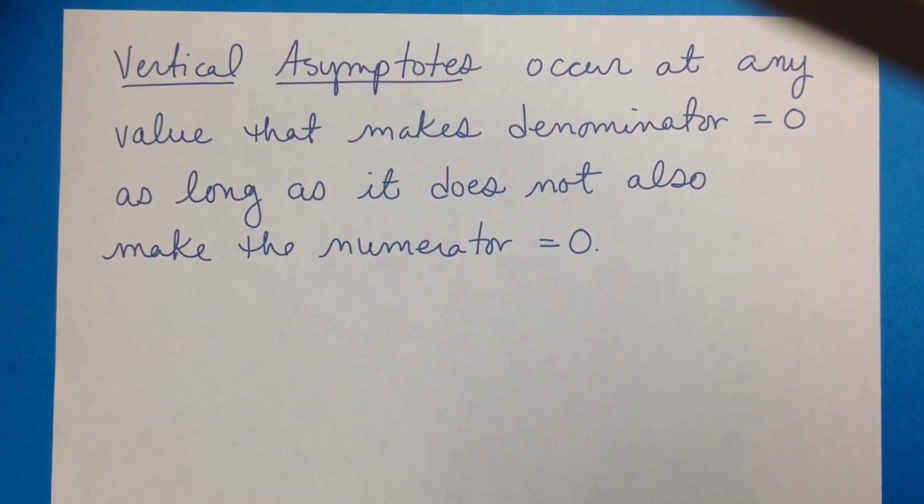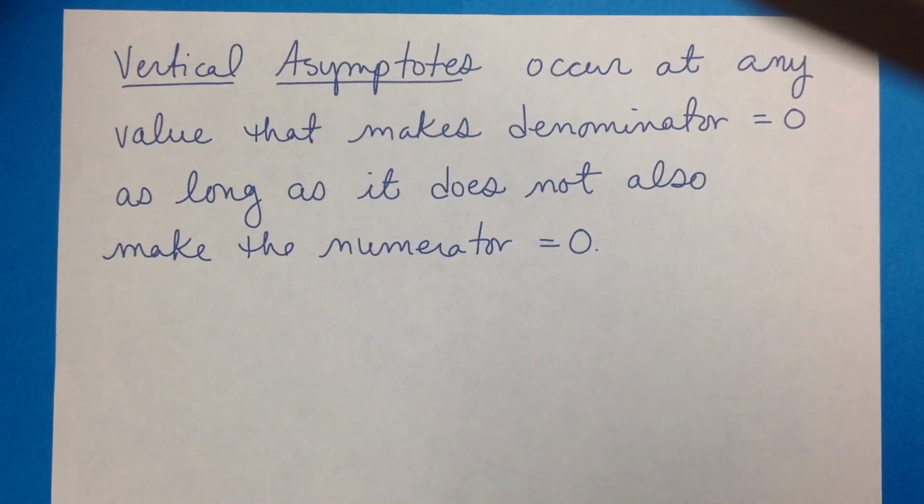Alright, now we're going to talk about vertical asymptotes, which we've already been talking about. Everything I'm going to say is something you have already heard me mention. But as it states, vertical asymptotes occur at any value that makes the denominator equal 0, as long as it does not also make the numerator equal 0. So, vertical asymptotes are only at values that make your denominator equal 0.